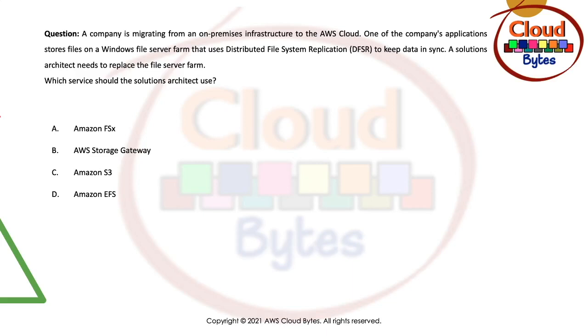If you want to try this question, please pause the video, take some time out, think about the question, and write the answer in the comment section. Let's look into the details of this question. A couple of things to notice. This is a Windows file server, and they're using DFSR. The important thing is they want to replace the file server farm, and this is on-prem infrastructure. So let's look at the options.